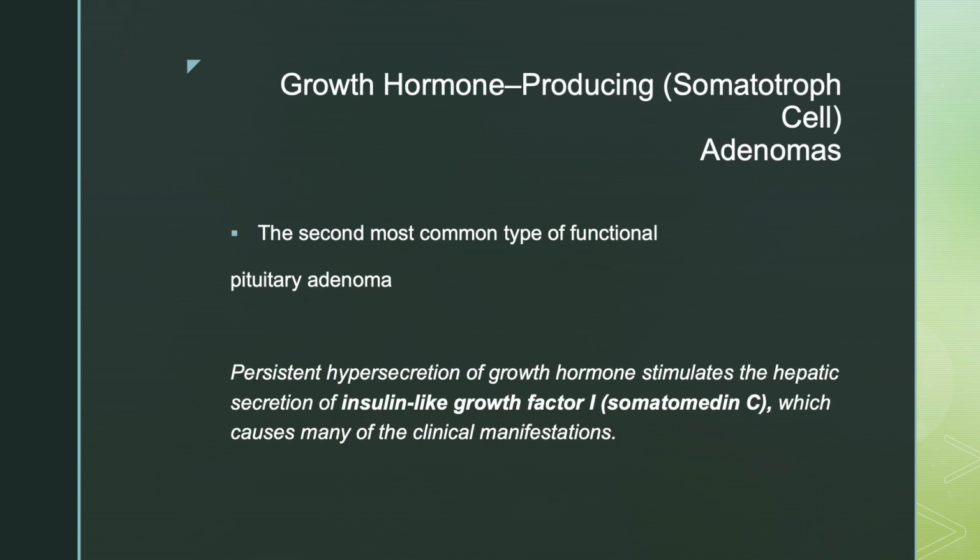The second type of hyperfunctioning pituitary adenomas is the growth hormone producing, also called somatotroph cell adenomas. This is the second most common type of a functional pituitary adenoma.